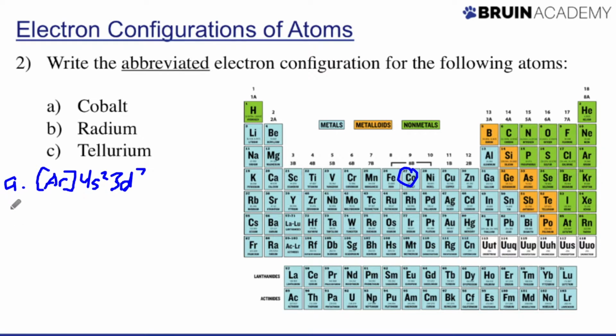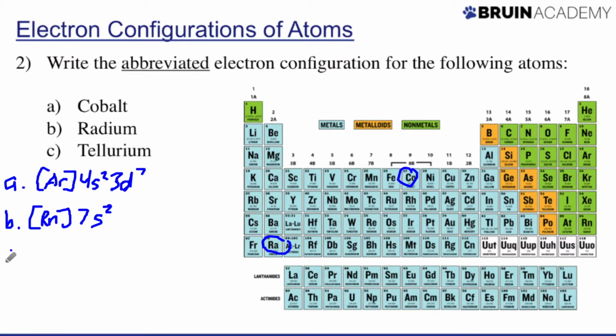Right? We can do the same thing for radium, right? Radium is all the way down here. It would take forever if we did full electron configuration. We can just write the noble gas right before, which is radon, Rn, and then we're on row 1, 2, 3, 4, 5, 6, 7, so we write 7s2.